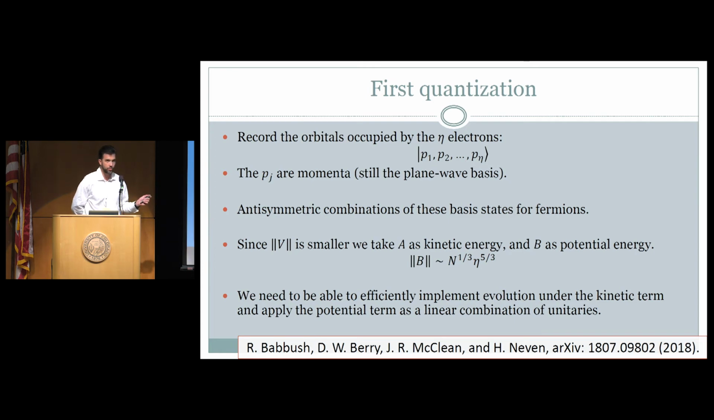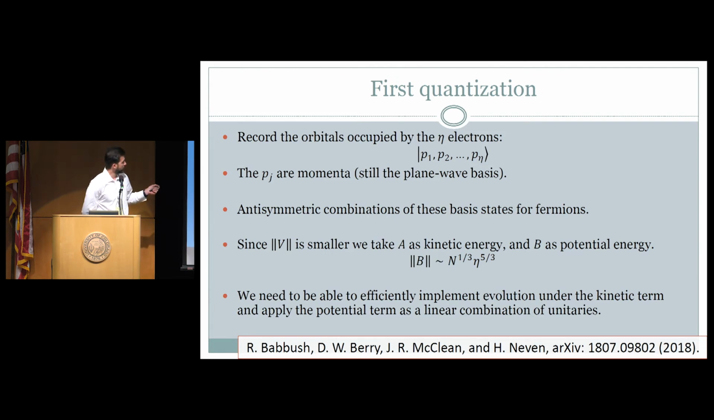So the idea with the first quantization is that instead of using a whole string of qubits where each qubit is just 1 or 0 to indicate whether an orbital is occupied or not, what you have is a string of eta registers, and each of those registers is giving you a number for an orbital that's occupied by an electron. And there's a subtlety here that you have to take account of anti-commutation relations for fermions, and that's done by taking anti-symmetric combinations of these basis states.